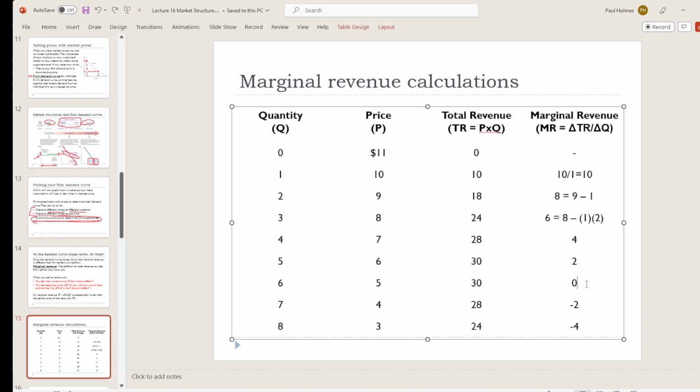You can notice there that it eventually goes down to 0, because we hit some point where increasing or decreasing our price doesn't benefit us anymore. If you remember elasticity, this would be where the elasticity is equal to -1, so changes in quantity don't result in any change in total revenue, and then we can even go negative. We can even make ourselves worse off by selling more product.